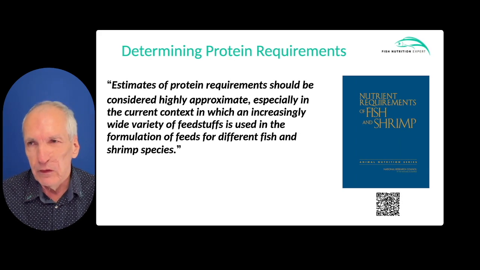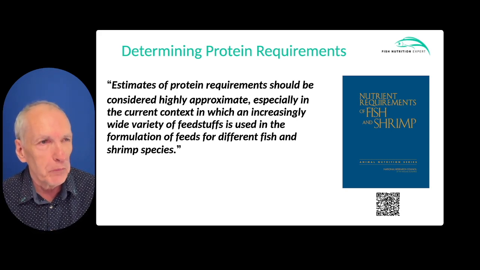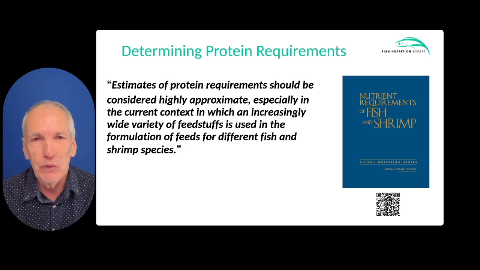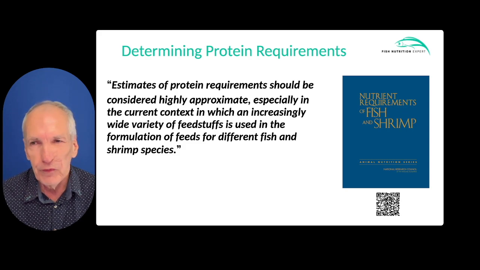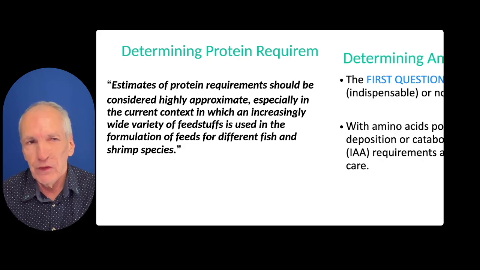Now, the final say on determining protein requirements, and this is a quotation from Nutrient Requirements of Fish and Shrimp. I'll just quote it. Estimates of protein requirements should be considered highly approximate, especially in the current context in which an increasingly wide variety of feedstuffs is used in the formulation of feeds for different fish and shrimp species. So this tells us that we have to consider the availability of the protein in those different ingredients. And so that might involve digestibility studies or something like that.